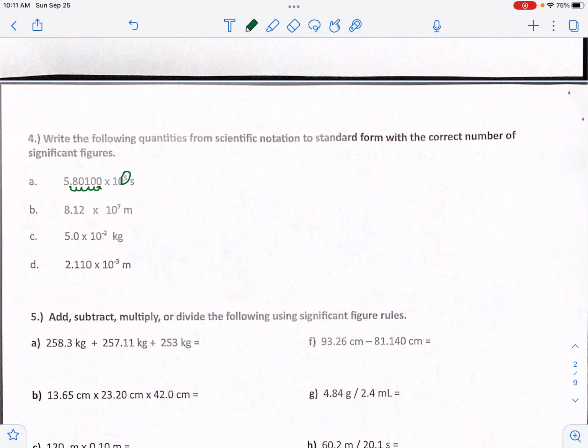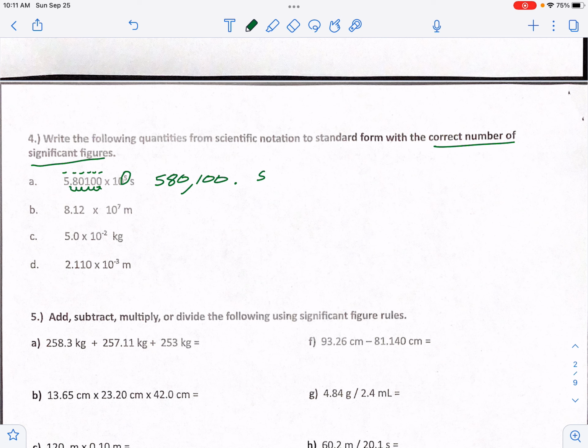Just please make sure this is why we say correct number of significant figures. I'm going to count and see what I have. I have 1, 2, 3, 4, 5, 6 significant figures. All these are significant because there's that decimal there. So I do have to keep that in my answer. So what I do is I get 580,100. And what I'm going to do is I'm going to keep that decimal at the end because that makes all those zeros significant. So my answer would be 580,100 with a decimal.